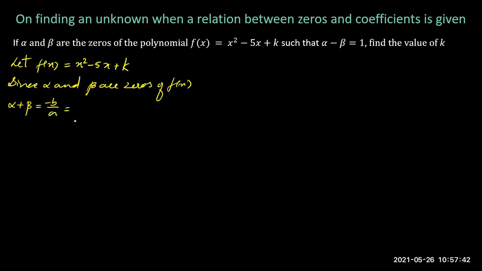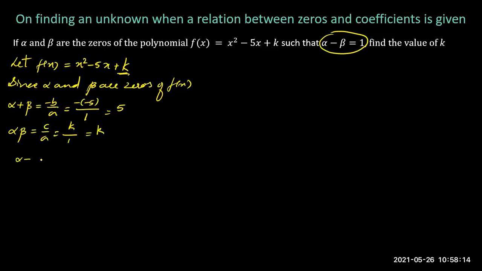Again, same thing what you have done in the last type of example, but only the method will change. So minus b by a, that is minus of minus 5 by 1, so that is only 5. And alpha into beta is c by a. C means k here, and 1, so that is k. Now we'll consider the given expression, alpha minus beta equal to 1.